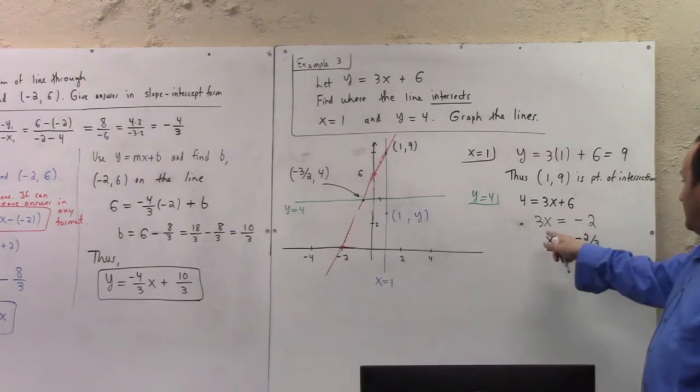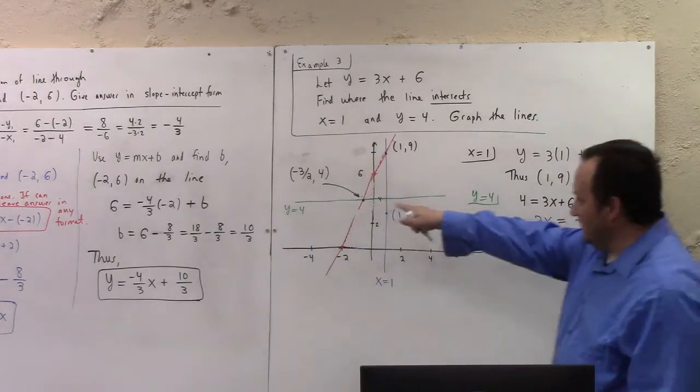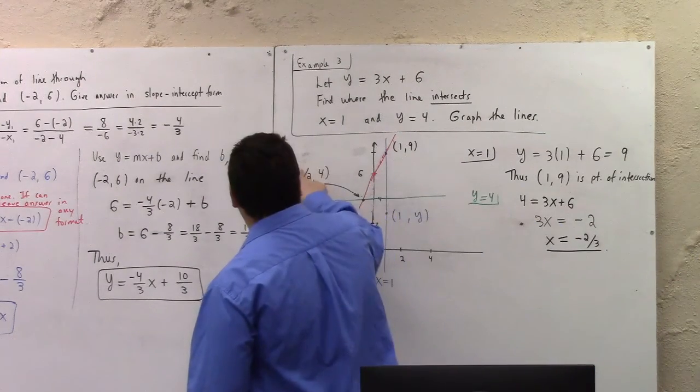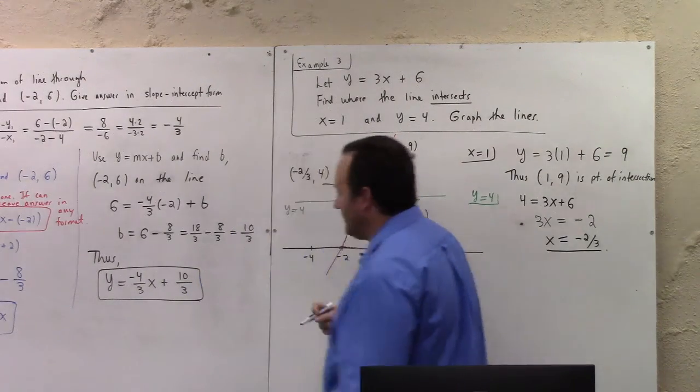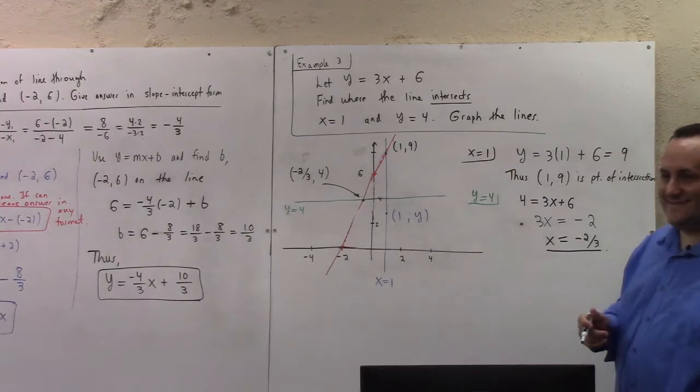Yes, divide by 3, x equals minus 2/3, which means this, of course, is also wrong. Thank you. Much appreciated. Anything else to correct?